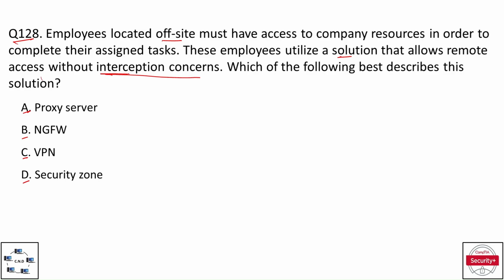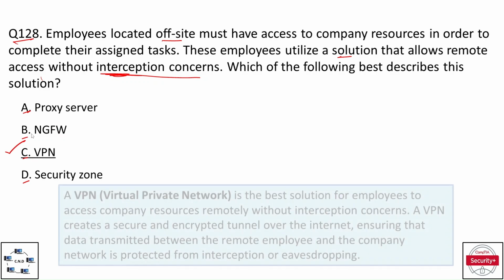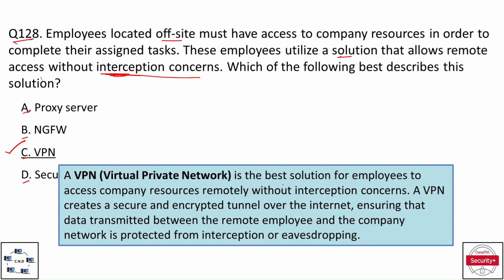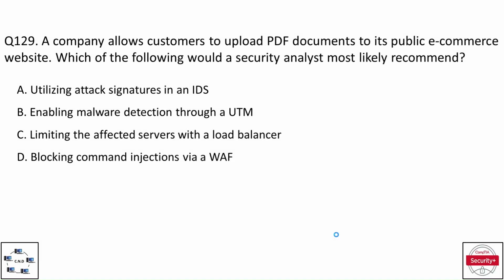So the key term here is without the interception concern, or without the security concern of communication or packet interception. And the best solution for this is VPN, virtual private network. So a VPN is the best solution for employees to access company resources remotely without interception concern. A VPN creates a secure and encrypted tunnel over the internet, ensuring that data transmitted between the remote employee and the company network is protected from interception or eavesdropping.